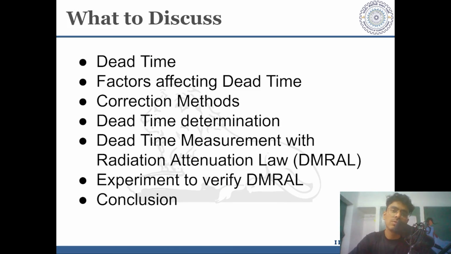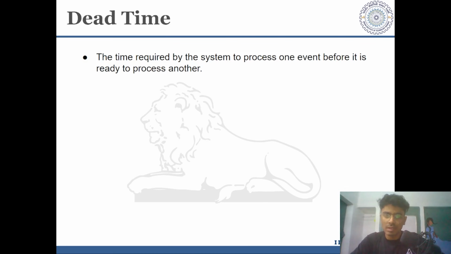So in this presentation, I'm going to talk about the dead time of any instrument. Basically, I'm going to stick to detectors, dead time of detectors. The factors affecting dead time, correction models or correction methods, the previous dead time determination methods, and the very topic of my presentation, dead time measurement using radiation attenuation law. Then I'm going to talk about an experiment which was done to verify DMRAL, and at last the conclusion of this presentation. So starting off with the very definition of dead time.